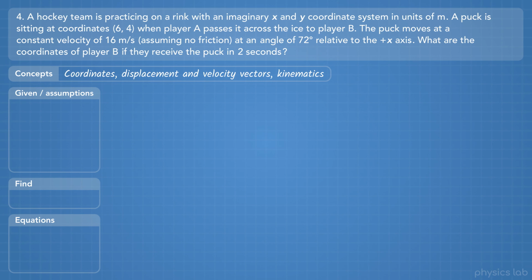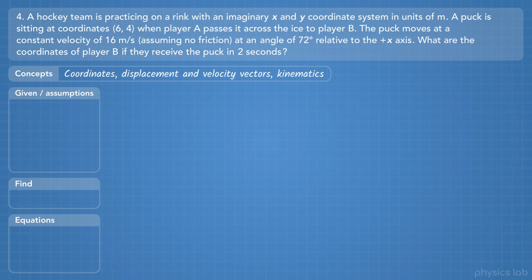A hockey team is practicing on a rink with an imaginary x and y coordinate system in units of meters. A puck is sitting at coordinates 6, 4 when player A passes it across the ice to player B. The puck moves at a constant velocity of 16 meters per second, assuming no friction, at an angle of 72 degrees relative to the x-axis. What are the coordinates of player B if they receive the puck in 2 seconds?